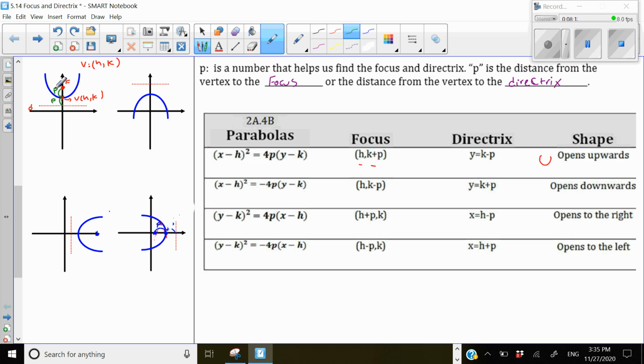How about the directrix? To find the directrix, I'm going to move downward from the vertex. Now, again, the directrix is a horizontal line, so it's going to be y equal to something. So we just need to find the y value of this point. I move down, so just subtract p from k. So it's going to be y equal to k minus p. How about the equation? That's going to look like (x minus h) squared equals 4p times (y minus k).